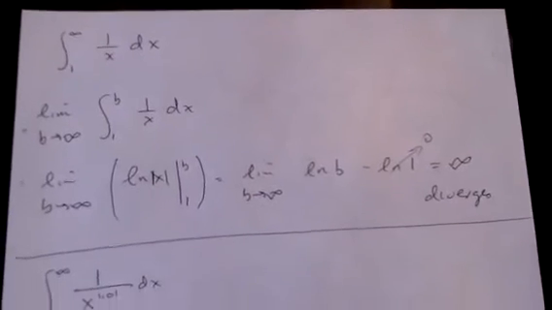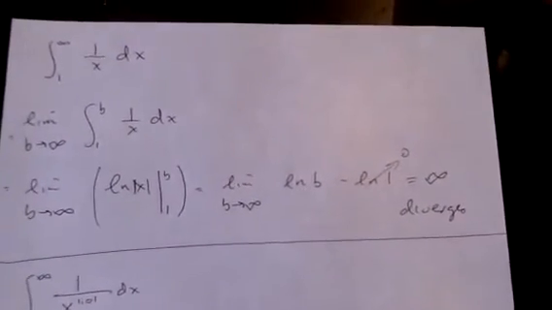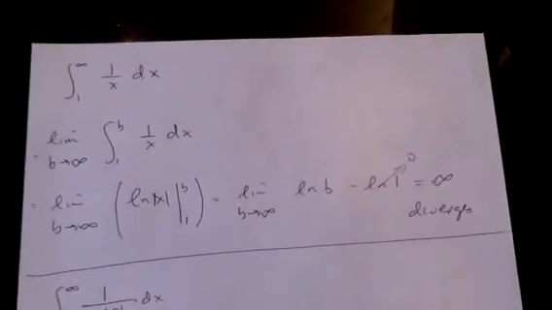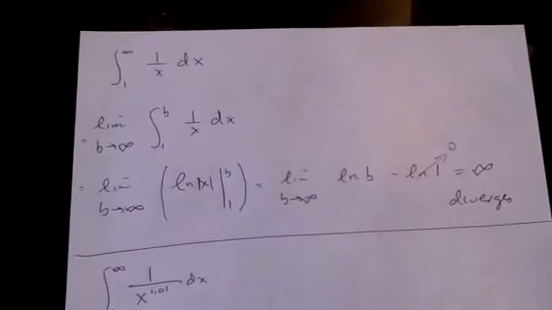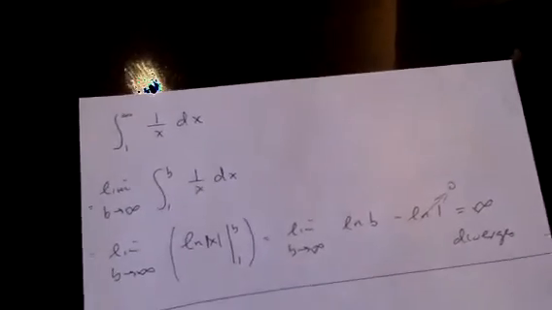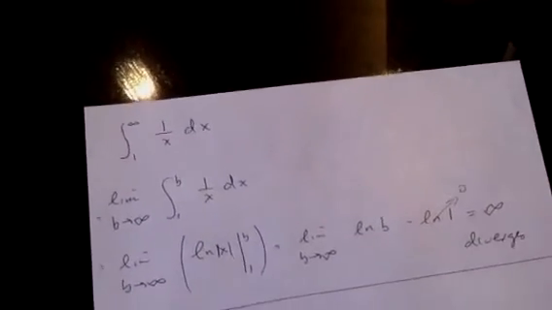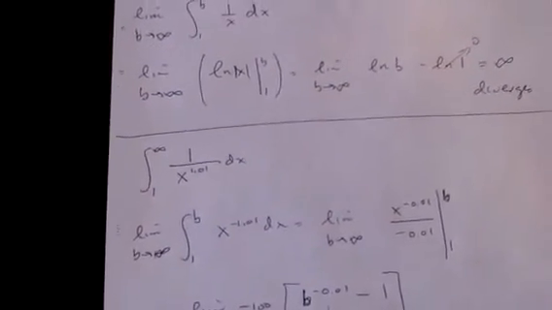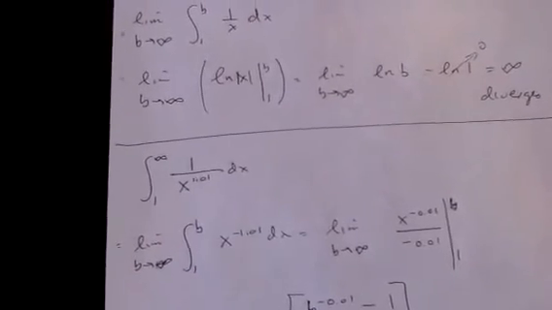And you can see that the limit as b goes to infinity of ln of b minus ln of 1, which is 0. ln of b is going to infinity, so it will diverge. And this you should recognize by the p series, that the sum from 1 to infinity of 1 over n is going to diverge. But if I look at 1 over x to the 1.01, or anything with a higher power than 1, it's going to converge.